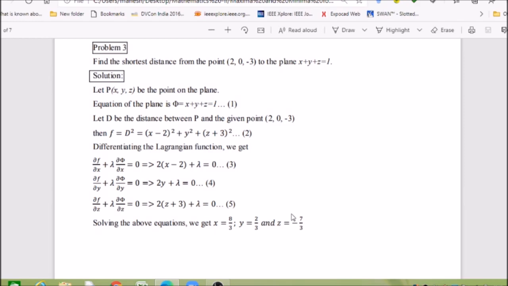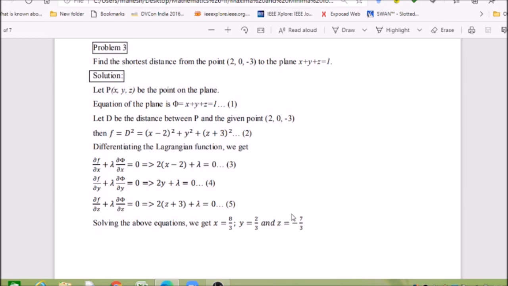This is the distance between the 2 points, (x minus 2) whole square plus y square plus (z plus 3) whole square. We get the equation 2. So differentiating the Lagrangian function, we get ∂f/∂x plus lambda into ∂phi/∂x equal to 0. That is 2 times (x minus 2) plus lambda equal to 0. And ∂f/∂y plus lambda into ∂phi/∂y equal to 0. That means 2y plus lambda equal to 0. That's equation 4. And ∂f/∂z plus lambda into ∂phi/∂z equal to 0. That is 2 times (z plus 3) plus lambda equal to 0.